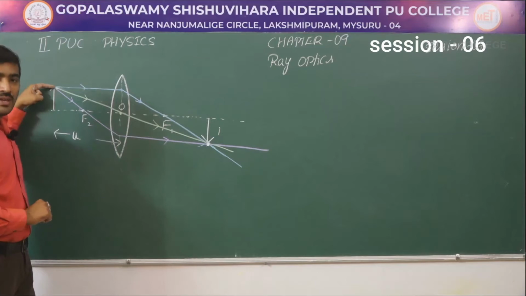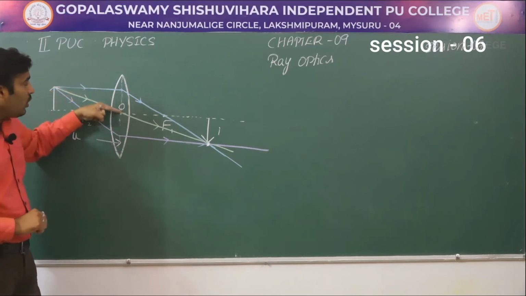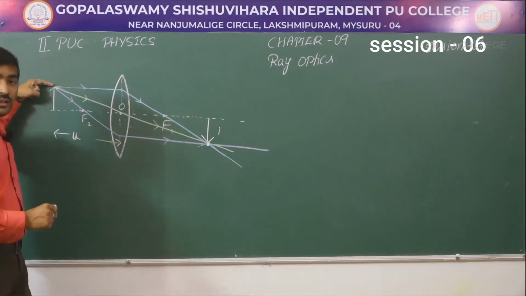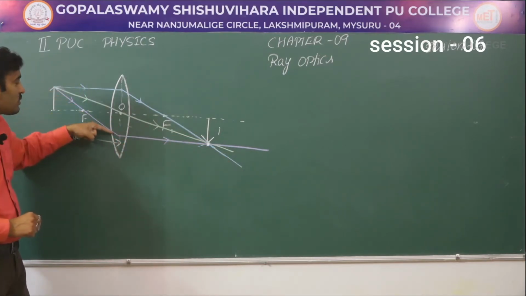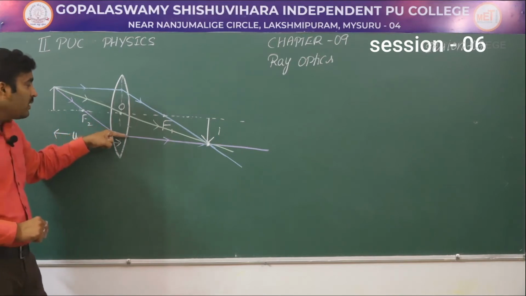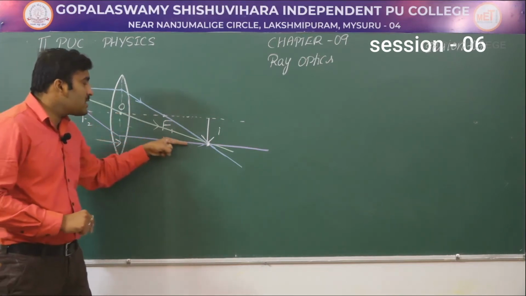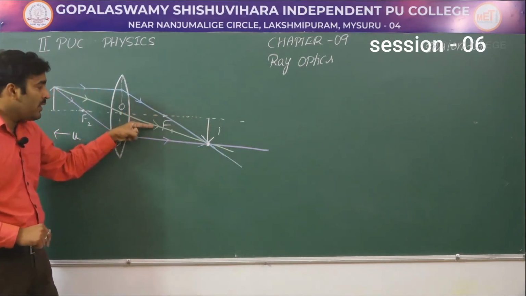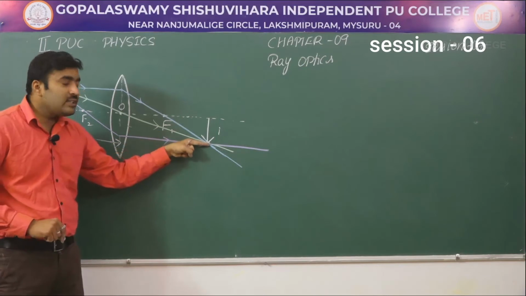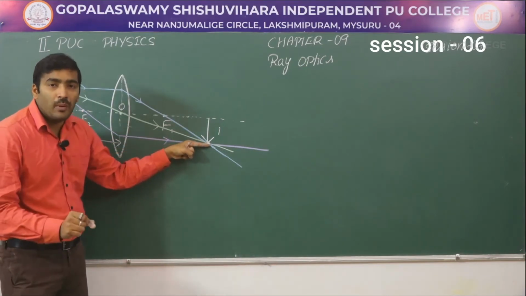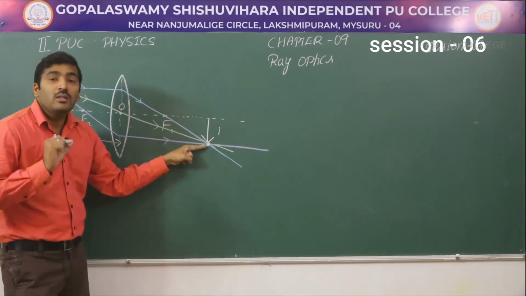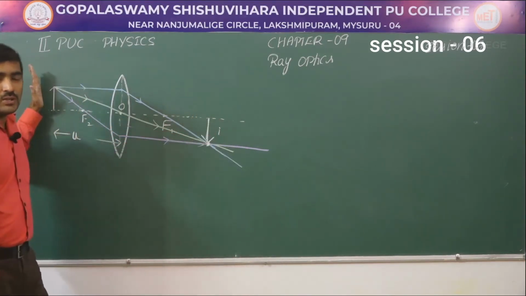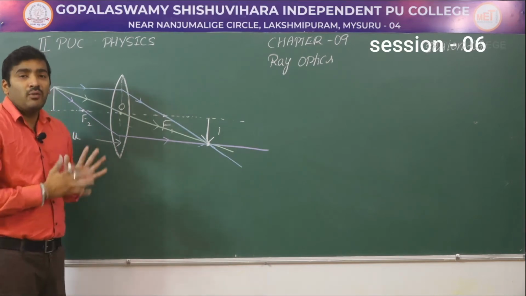The second one is a ray which is incident through the optical center and passes undeviated, and the third ray is incident through this focus, and after refraction it passes parallel to the principal axis. If we consider the three refracted rays, all of them join at one common point. So at this intersection the image is going to form. This is the image of this object. This happens in the case of a convex lens.